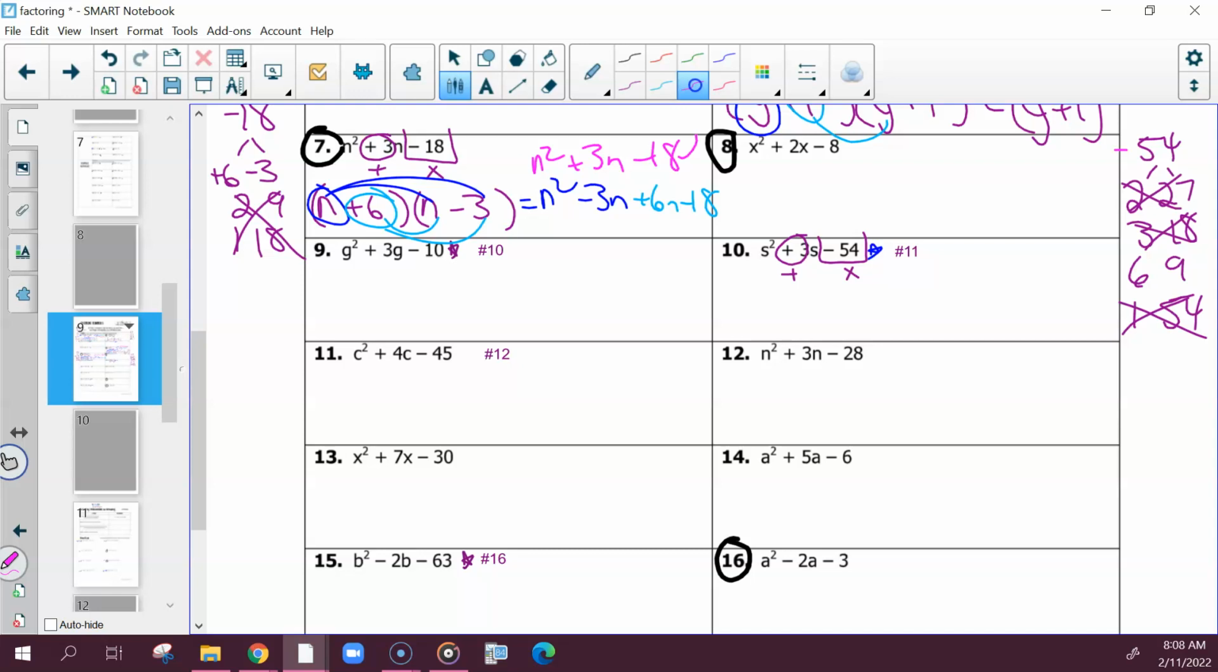So would this be -6 or -9 to give us positive 3? -6. So we have s minus 6 and s plus 9.